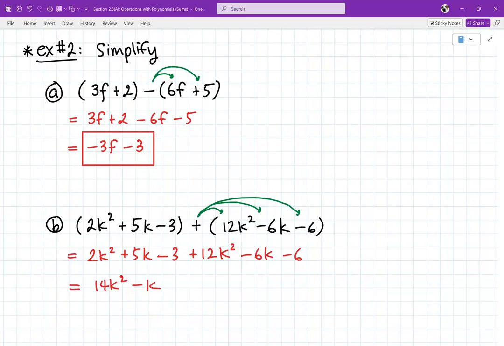And then a negative 3 minus 6 is negative 9. And we're done. And that's it. Again, it's not hard. That's what I'm telling you. Like 9 times out of 10, you'll get it right. Like really, I think 10 times out of 10, just take your time.